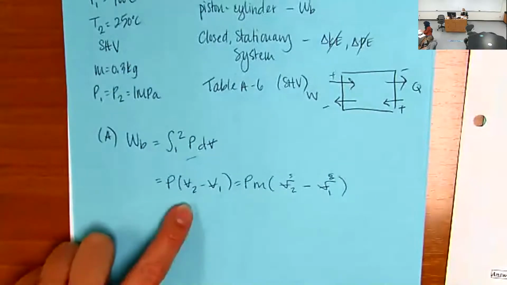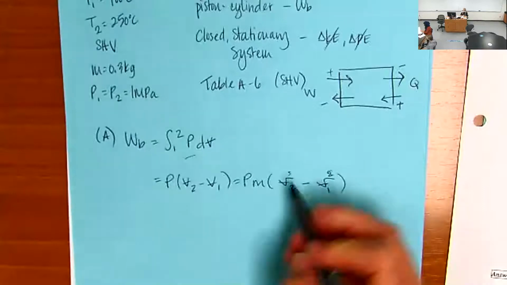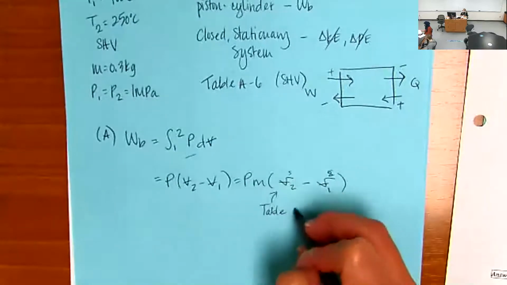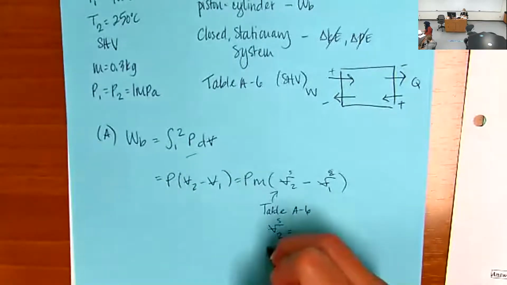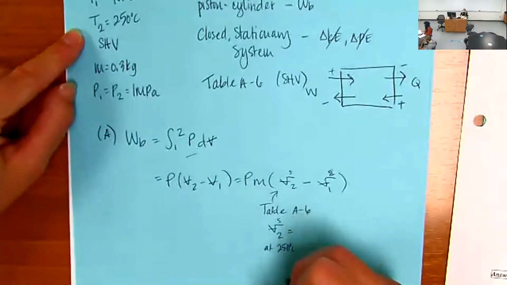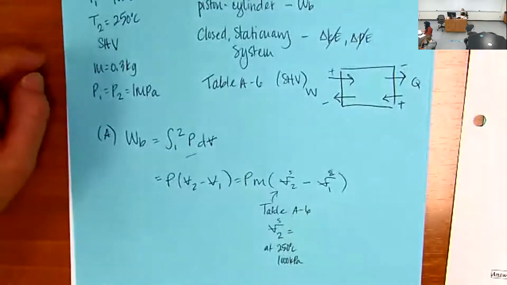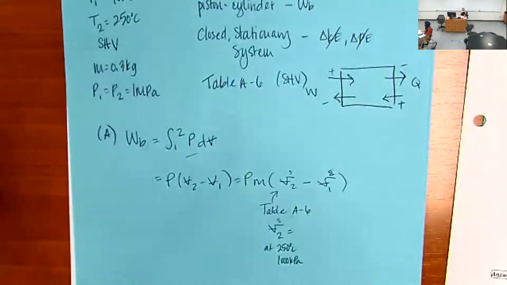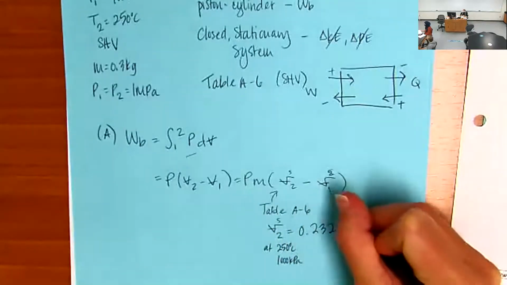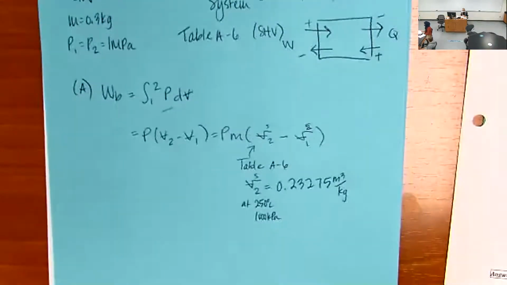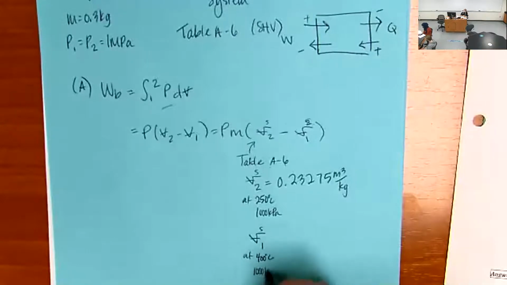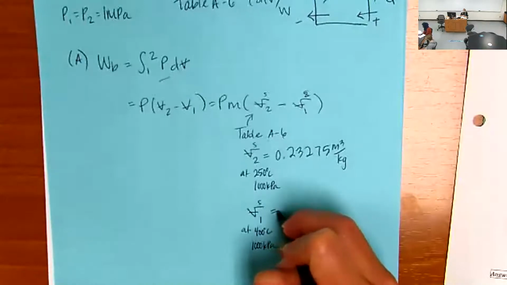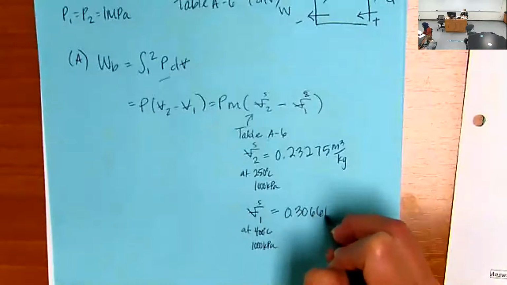We know our pressure. We know our mass. We need to look up our specific volumes at point one and point two. We can look these up from table A6 because we already established that's the table we're using the whole time. So our specific volume at point two is going to be equal to our specific volume at 250 degrees Celsius and 1000 kilopascals. This specific volume is going to be 0.23275 cubic meter per kilogram. And our specific volume at point one is going to be at 400 degrees Celsius and 1000 kilopascal. So this specific volume is going to be 0.30661 cubic meter per kilogram.